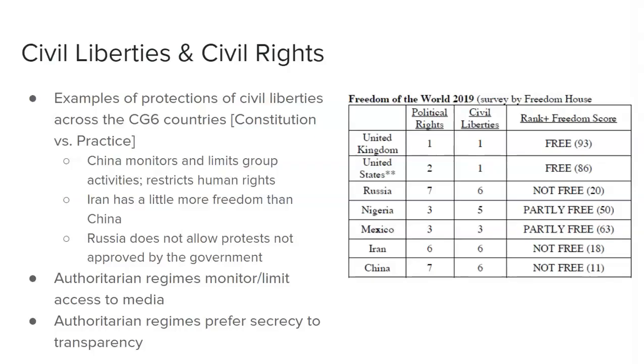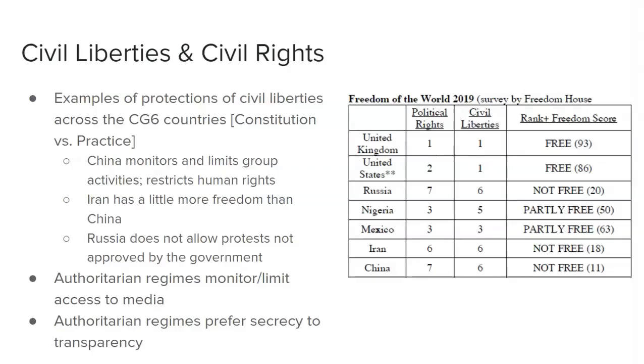So when we think about restricting of human rights, all these things affect how free you are considered. Now, Freedom House has a ranking system. Of our CG6 and also the US, when we look at this, the UK is the most free. In the US, Russia is considered not free, okay? Nigeria is partially free, Mexico is partially free, Iran and China are not free. Now, this should not come as any surprise to any of us. Our authoritarian regimes are not free, our democratic regimes are free.